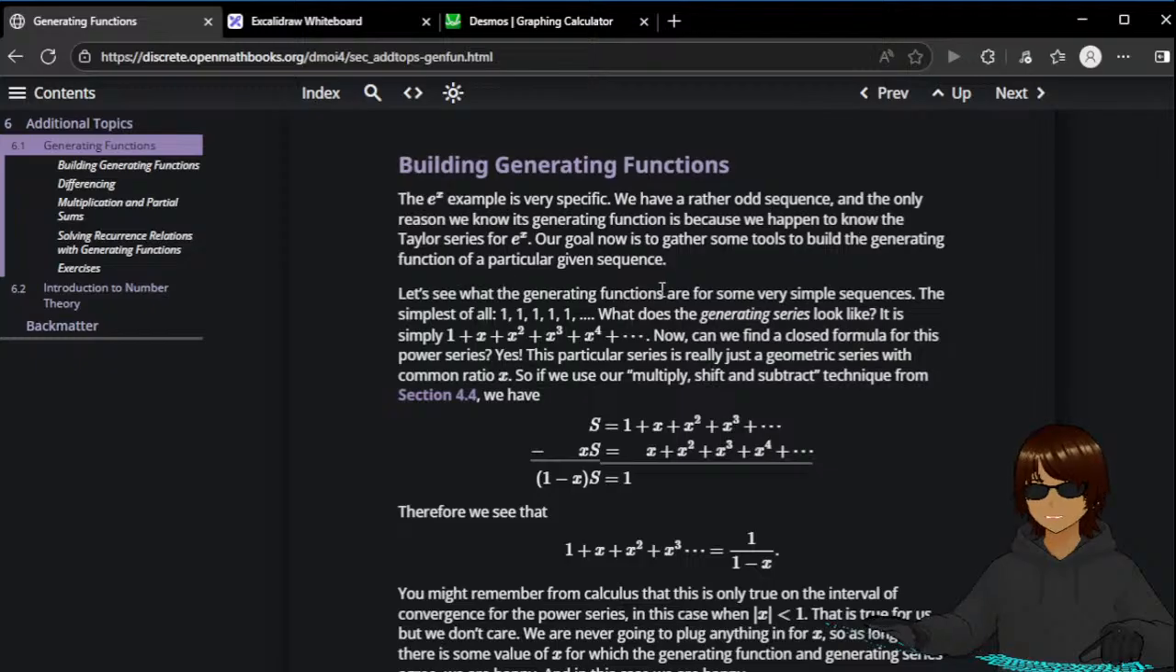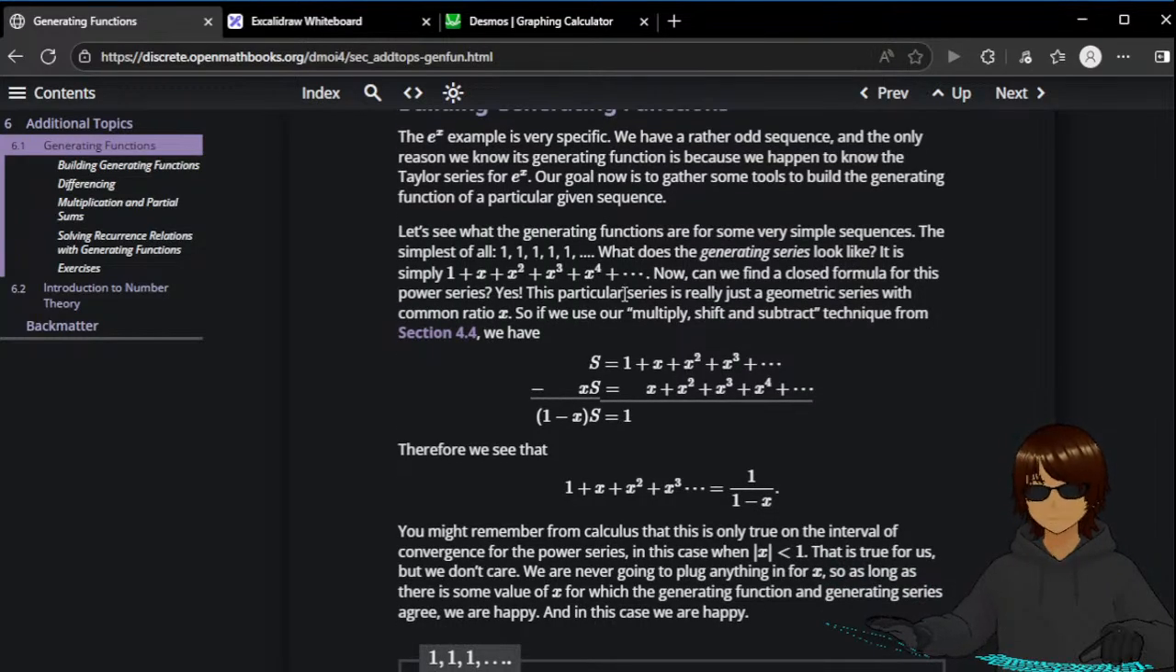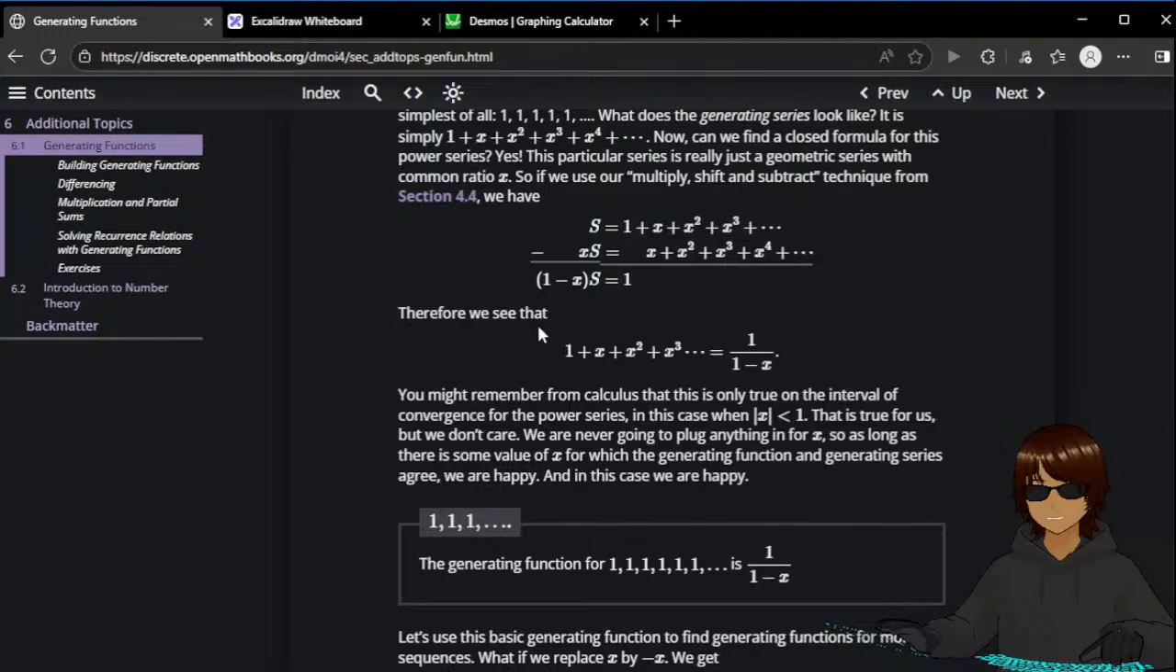Let's see what the generating functions are for some very simple sequences. The simplest of all: 1, 1, 1, 1, 1. What does the generating series look like? It's simply 1 plus x plus x squared and so on. Now, can we find a closed formula for this power series? Yes. This particular series is really just a geometric series. Therefore, we see that this is equal to 1 over 1 minus x.